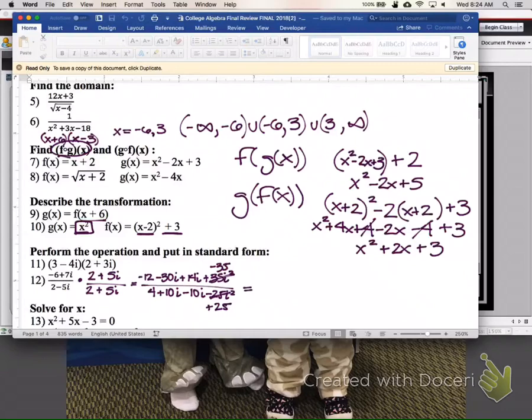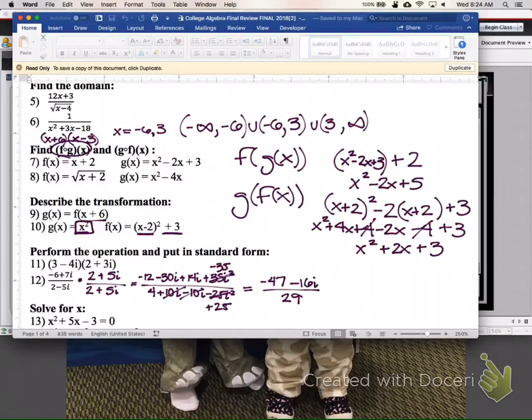So my final answer here would be negative 47 minus 16i. And then these two cancel on the bottom, so on the bottom I would have 29. If that reduced, I would reduce, but it doesn't, so you don't have to. All right. Anything else up to that point?